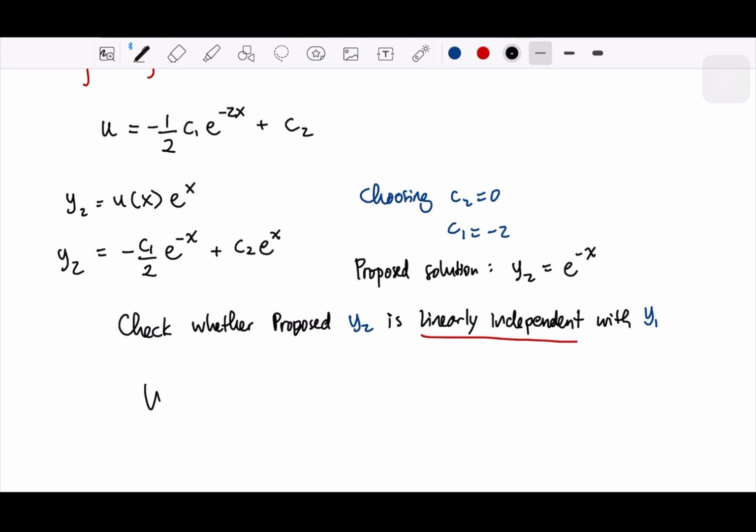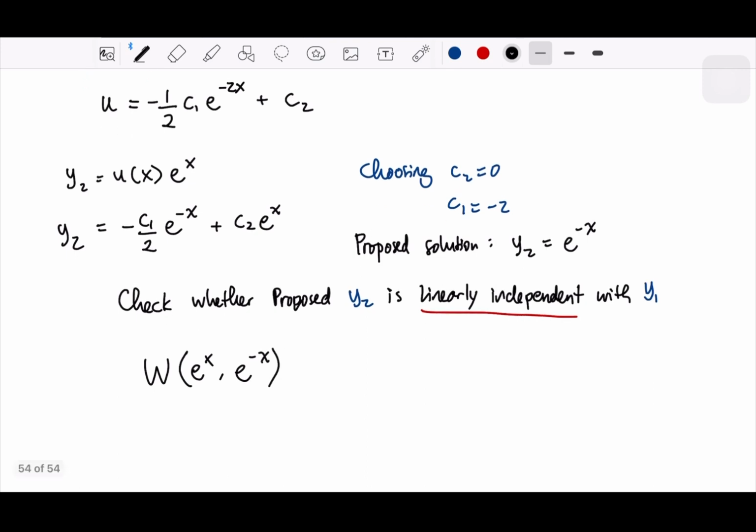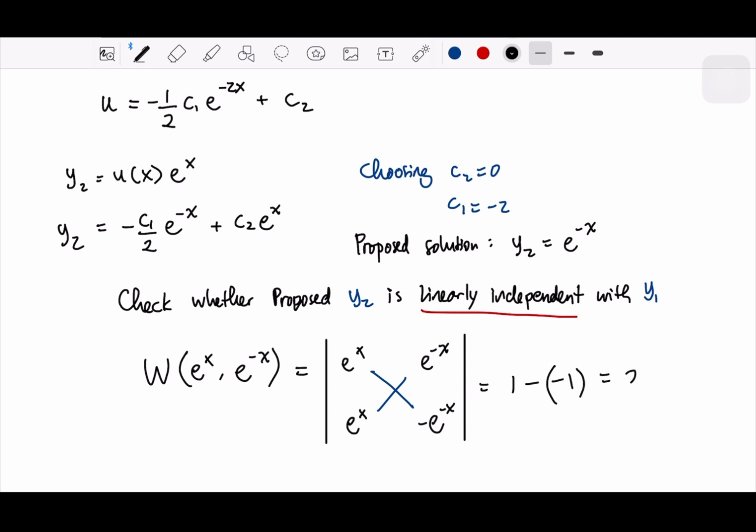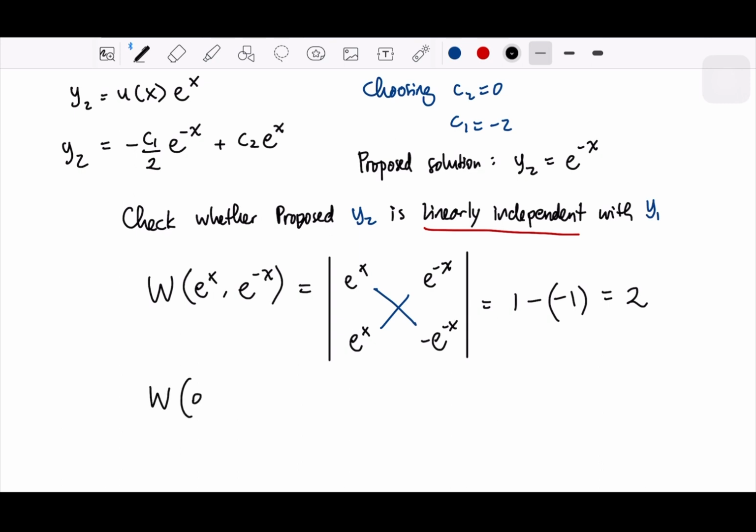So we can write using the Wronskian. So we can decide to take the Wronskian. I think this is not too complicated. So we are going to cross multiply this and minus with the other one. So we are going to have 1, minus negative 1, right? So this will be 2. So we say that the Wronskian is not equal to 0, which means that y2 and y1 are linearly independent.